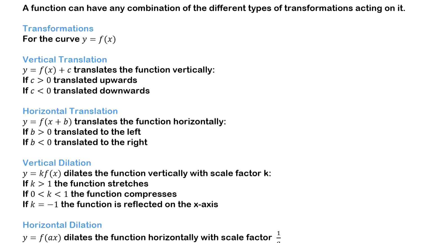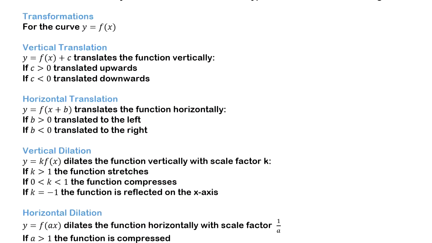A horizontal translation is given by the constant b. It's usually inside the brackets. If b is greater than 0, it's translated to the left. If b is less than 0, it's translated to the right.